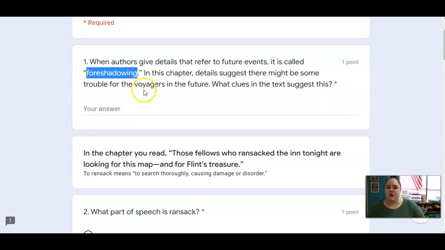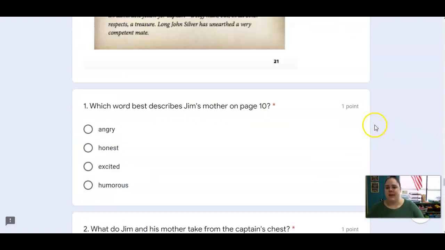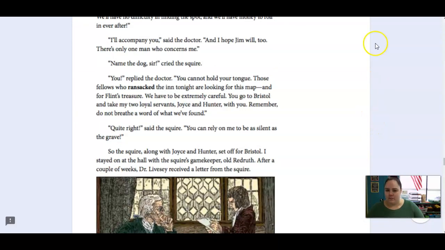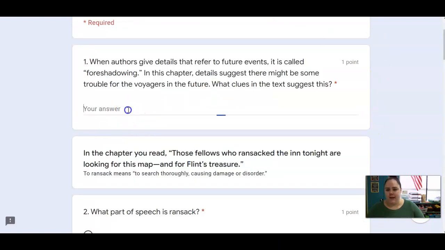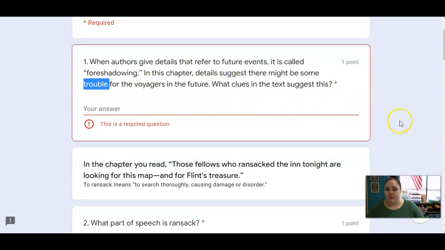So if you can't find the correct answer, that's okay for this. We're just looking for what you think might be happening in the future. So in this chapter, there were some hints that something might not go as planned on the ship. I want you to try and find it and type it into the text here. So you're looking for clues in the text that suggest that there's going to be some trouble for our voyagers.